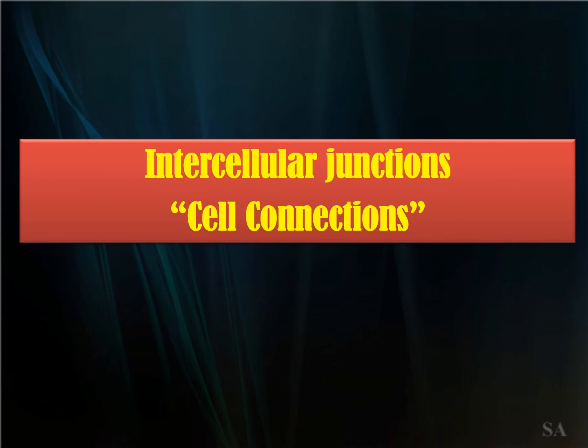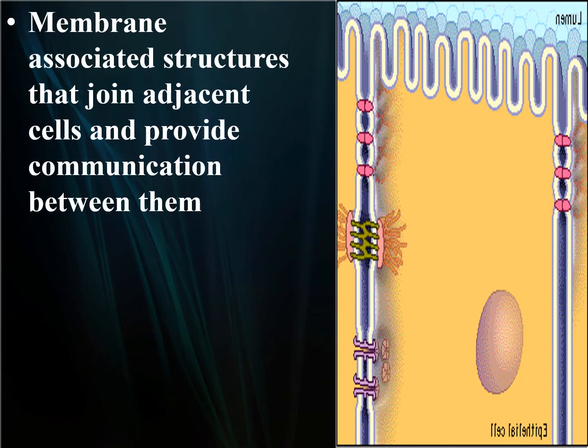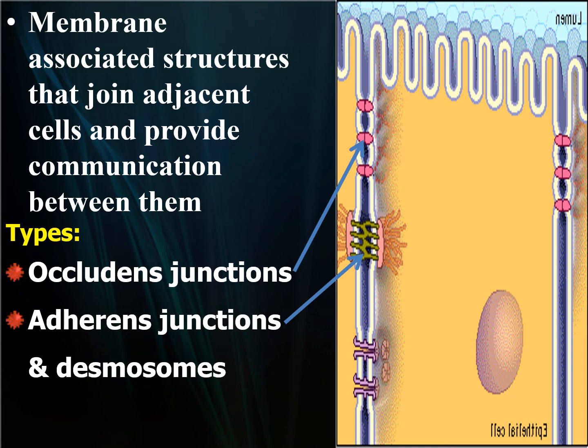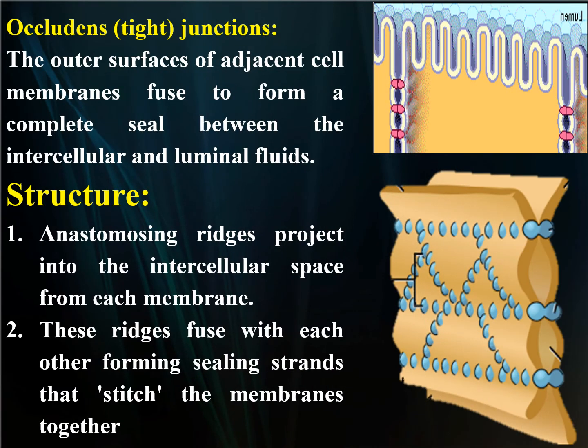Now, how are the epithelial cells connected together to overcome any harmful substance outside or inside the cell? We have types of connections: the occluding junction, the adherens junction and desmosomes, and finally the gap junction. The first junction is the occluding or tight junction. It is present at the surface of the cells between the two cell membranes, and separates the intercellular space from the luminal fluid.